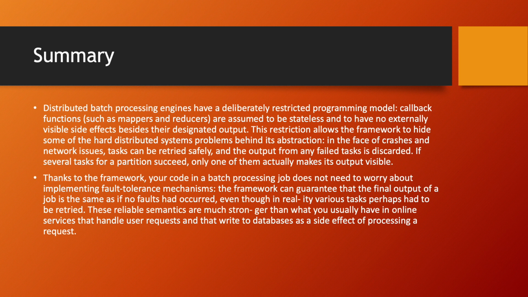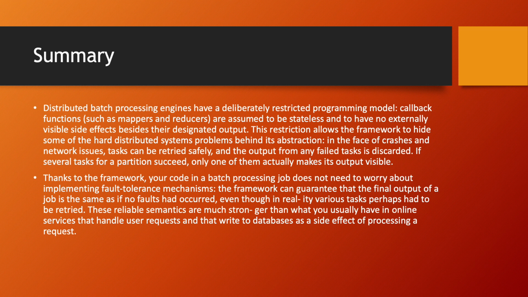Distributed batch processing engines have deliberately restricted programming models. Callback functions are assumed to be stateless and to have no externally visible side effects besides the designated output. This restriction allows the framework to hide some of the hard distributed systems problems behind its abstraction. In the face of crashes and network issues, tasks can be retried safely, and the output from any failed task is discarded. If several tasks for a partition succeed, only one of them actually makes its output visible. Thanks to the framework, your code in a batch processing job does not need to worry about implementing fault-tolerance mechanisms.